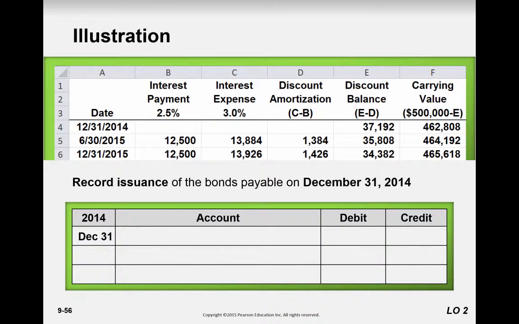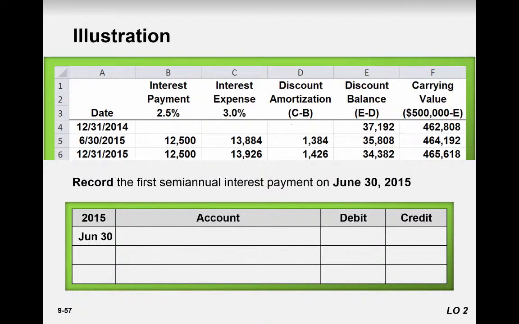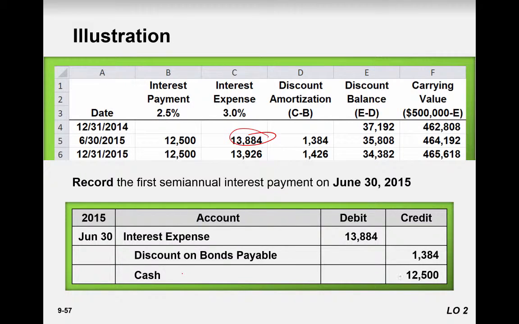13.884. So here we're going to record the issuance of the bond, cash for the amount that we received, our discount on our bond, and then our bonds payable. So note, we start off with the numbers we were given. Then the first semi-annual interest payment we have, here's our interest expense, and then here's our discount on bonds payable, because our interest expense is greater and we know that we have to pay $12,500.